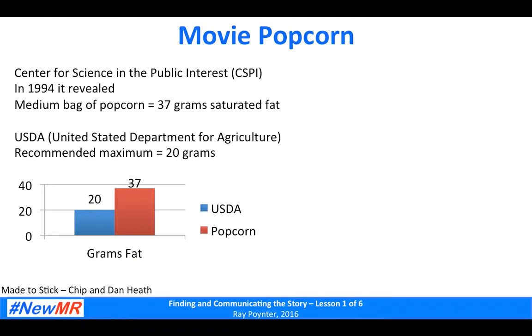Now, one of the problems with that piece of data is most of us don't really know what a gram looks like if we had a gram in our hand. The United States Department of Agriculture recommends a maximum in terms of saturated fat of 20 grams. So we have some very clear data, 37 grams, 20 grams. It's not hard when we do the analysis to work out what the message is. You shouldn't be eating movie popcorn. But how do we convey that as a message that's going to create impact? Because a bar chart like this is not going to create impact. Talking about grams, frankly, isn't going to create impact.